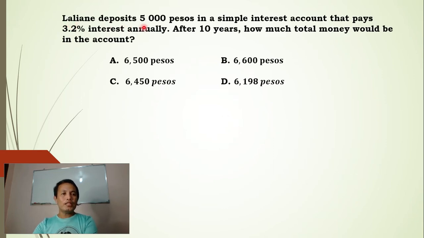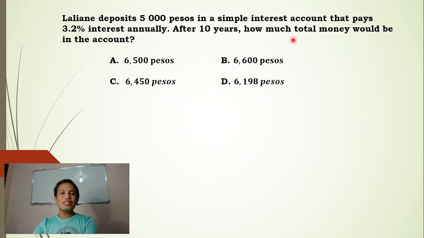Now another example which is related to the first example. Laliane deposited 5,000 pesos in a simple interest account that pays 3.2% interest annually. After 10 years, how much total money would be in the account? Now, as you have observed, the problem is still on the simple interest. Of course, we have the money deposited, which is 5,000, and the interest rate is 3.2%. And of course, the time is 10 years.